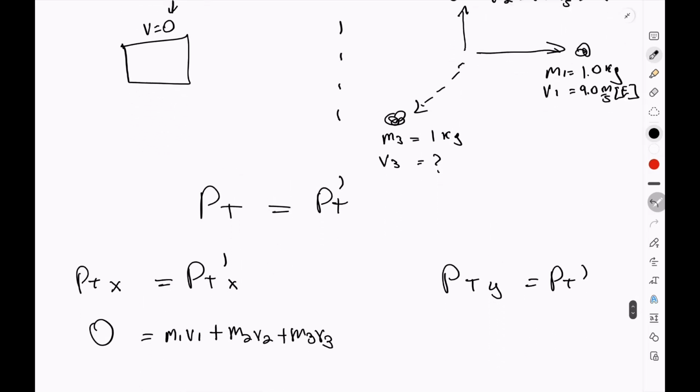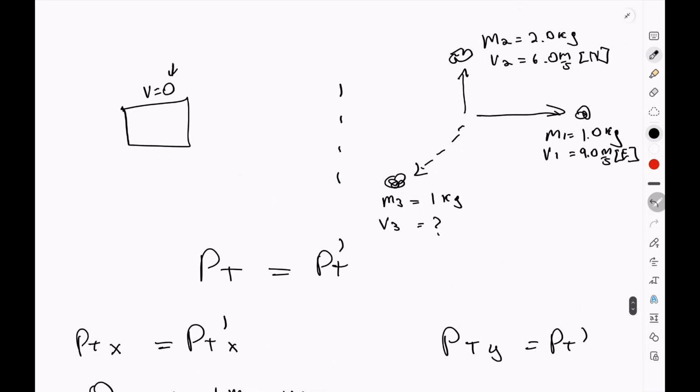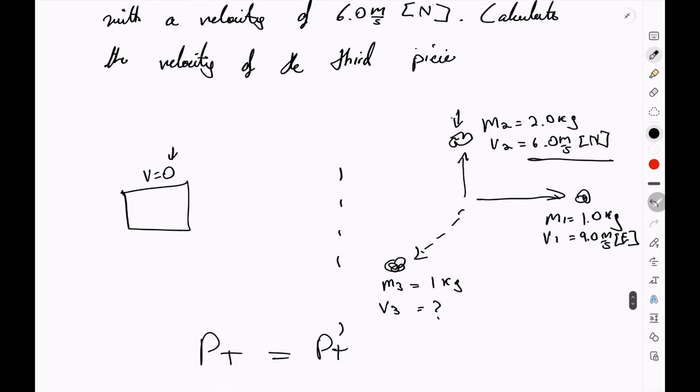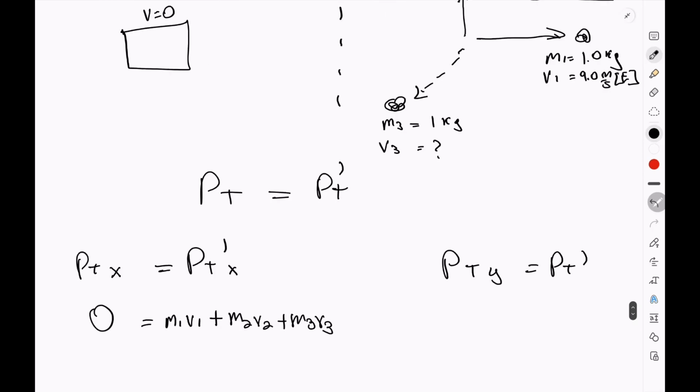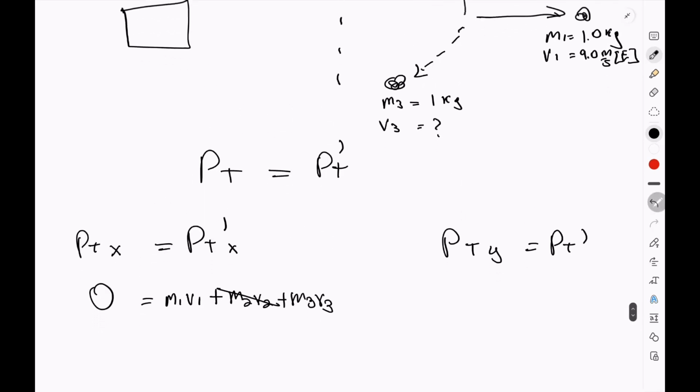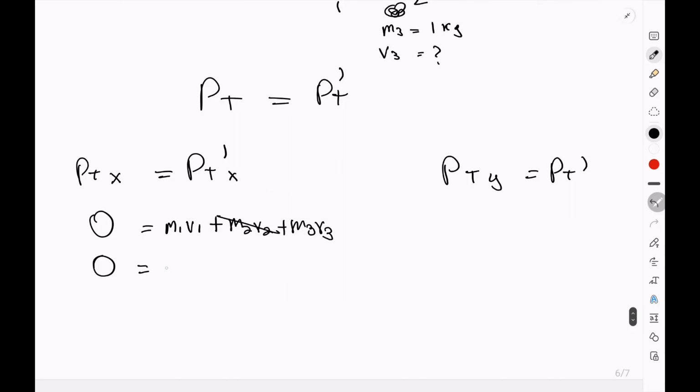So we know for sure that M2 V2, this mass is called M2, only goes one direction, and that's north. It has zero velocity in the x direction. So we're going to cancel that out. So what we are left with is M1 V1 plus M3 V3.